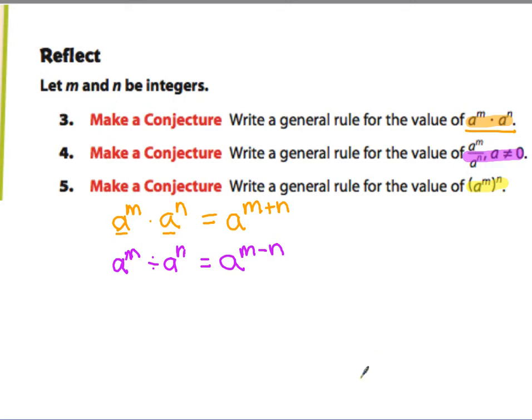And then for power to a power, if I have a to the m to the n, the result will be a to the m times n.